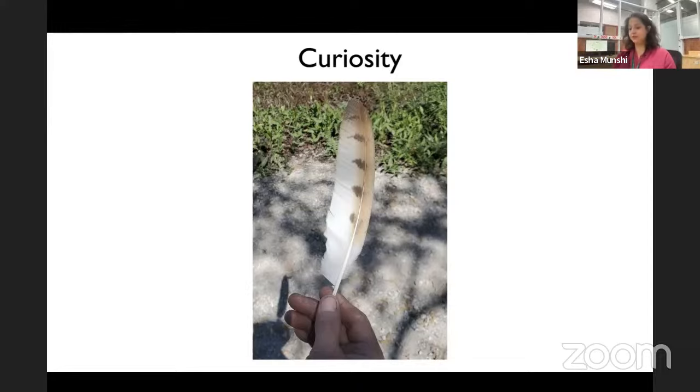Whenever they go for a walk, I've seen my own grandfather do it. When I was young, he would pick up a feather and tell me, okay, you see, this is a peacock feather, and all those things. Very human curiosity-based things. So I think feathers are a very important part when it comes to curiosity as children, adults, whatever the age we are, right?